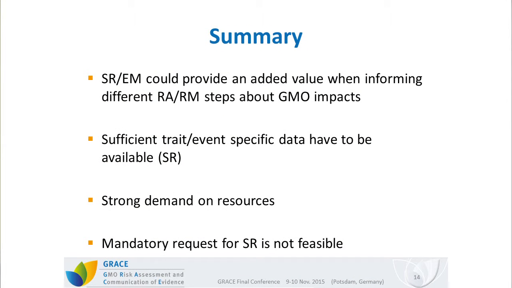And now to sum this all up, we think that systematic reviews and evidence maps could provide an added value in informing different risk assessment or management steps about GMO impacts. But you always have to consider that sufficient trait or event-specific data have to be available, especially in the case of a systematic review. They have strong demands on resources, and a mandatory request, as done by the new implementing regulation, is just not feasible.